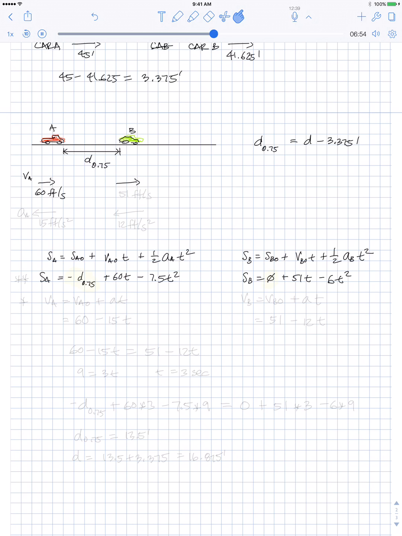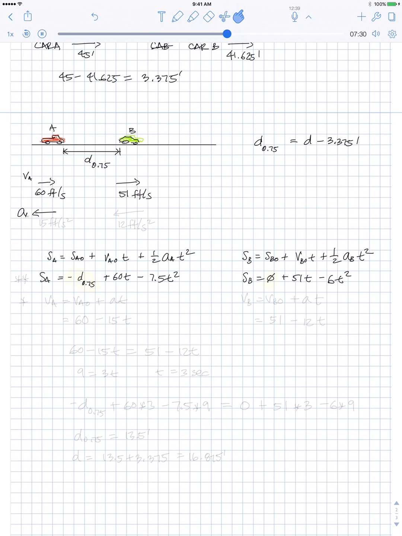Car B is going at, what was the acceleration? The velocity, 51 feet per second. So A initially is faster than B, and so it'll rear end B. The only thing that is stopping this is that car A is really slamming on the brakes, and so car A's acceleration is higher.